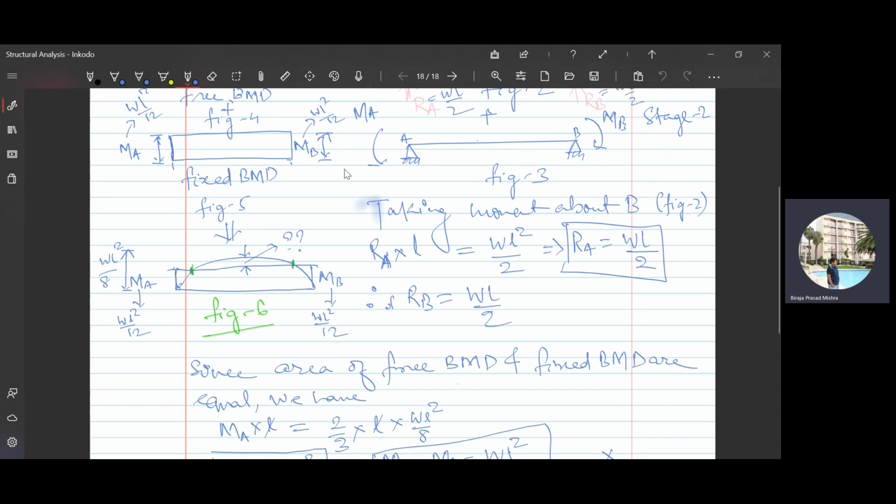I mean to say that this is that value, and it is at a distance of this from A, and at a distance of this from the end B, L by 2 root 3. That's it, so we determined the point of contraflexure as well. Now, what do we have to determine next? Slope and deflection.